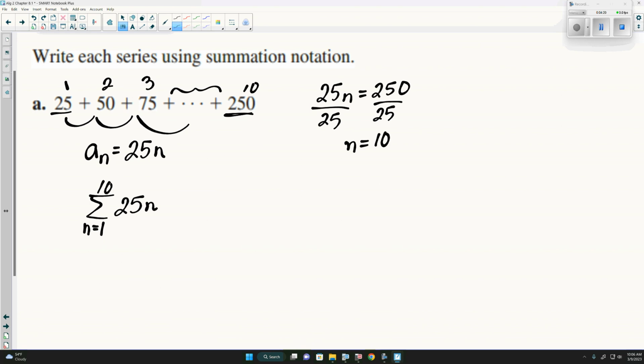So this sequence in summation notation would be the summation of n equals 1 to 10 of 25n. And that's it. Questions on this here?